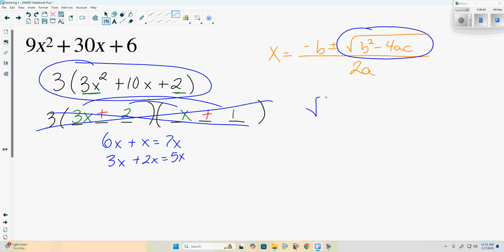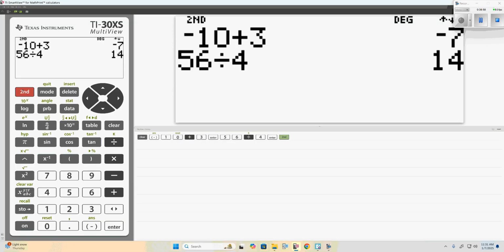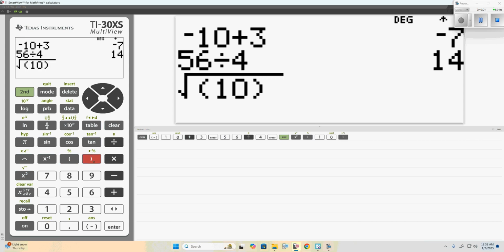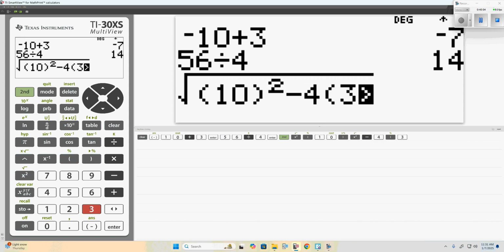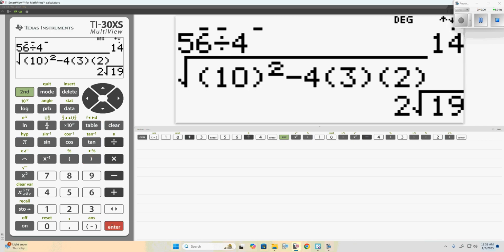So if we wanted to check this here, square root of b squared, our b term is 10. 10 squared minus 4 times our a term, which is 3, times c, which is 2. Square root of b squared minus 4ac. We can plug this into the calculator, and it doesn't matter which one we use. So if I take the square root of 10 squared minus 4 times 3 times 2, we get what? Square root of 76. That is not a whole number.